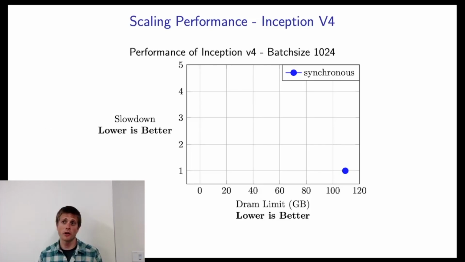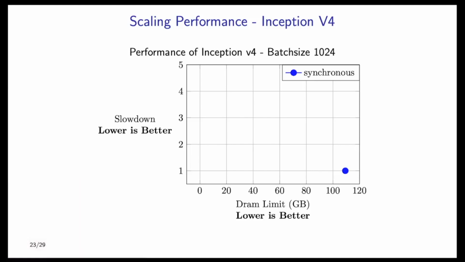So as I mentioned, we want to understand the scaling performance of AutoTM. So using AutoTM, we can set an artificial DRAM limit on the application. The ILP will optimize data movement given that DRAM limit and split the data between DRAM and persistent memory in an optimal fashion.